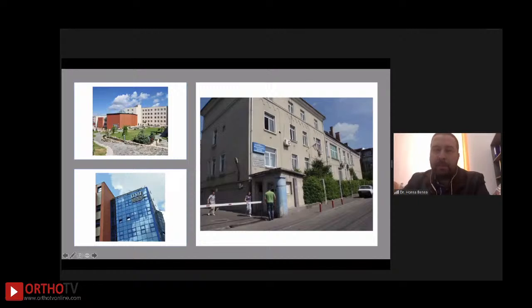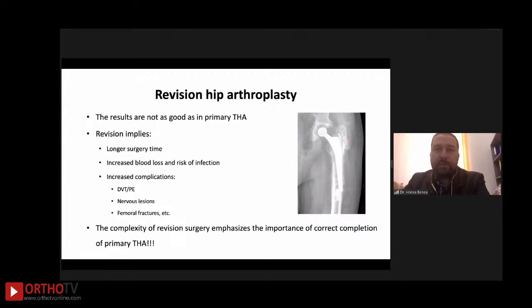This is the hospital where I work, the Orthopaedics and Traumatology Clinic from Cluj-Napoca. And this is my university, where I am associate professor. So I prepared a presentation with a few cases to show what we are doing in Romania in my center.